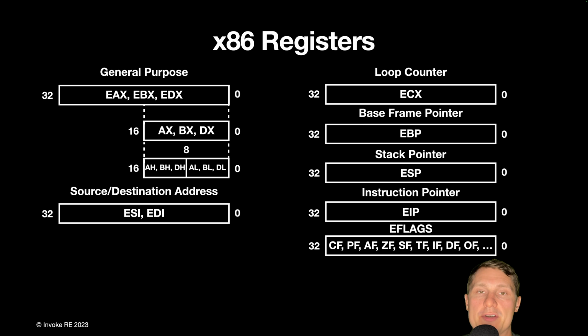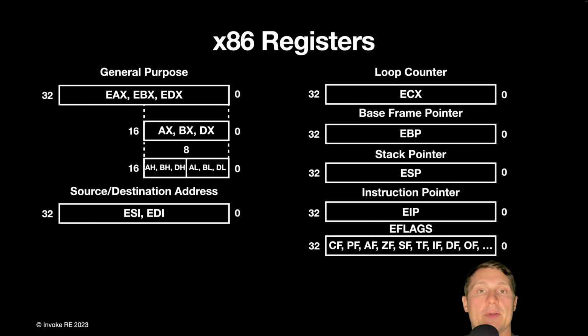The general purpose registers include EAX, EBX, and EDX. These contain 16-bit registers AX, BX, and DX, and these each contain 8-bit high registers and 8-bit low registers, which are designated using the H and L characters, as shown in the diagram here. The registers which typically contain source and destination addresses are the ESI register, which is the source address, and EDI register, which is the destination address. This is used in copy operations, and we'll look at an example later on.